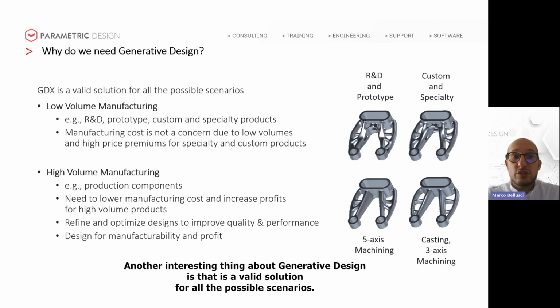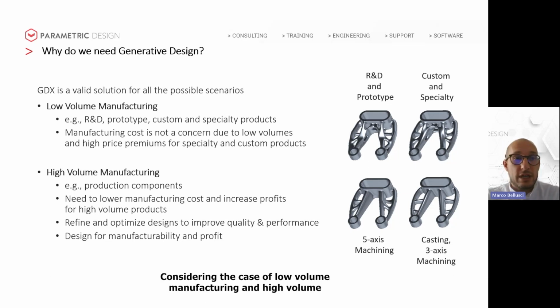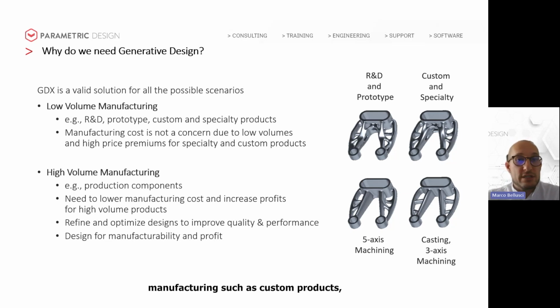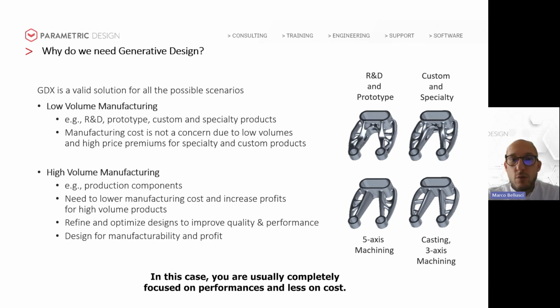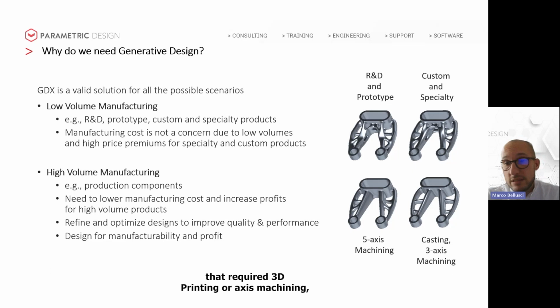Another interesting thing about generative design is that it's a valid solution for all the possible scenarios, considering the corner cases of low volume manufacturing and high volume manufacturing and all that stands in between. For example, in low volume manufacturing, such as custom products, generative design can help you in improving the performances of your design. In this case, you are usually completely focused on performances and less on cost. Generative design can deliver the best shape for your design. It can also be a complex shape that requires 3D printing or 5-axis machining.